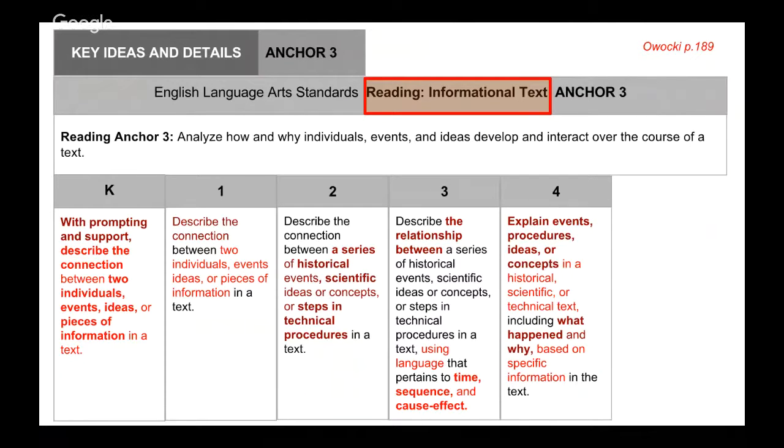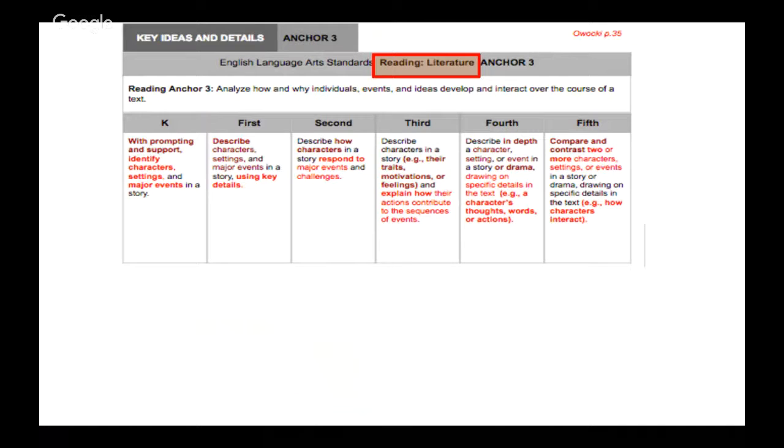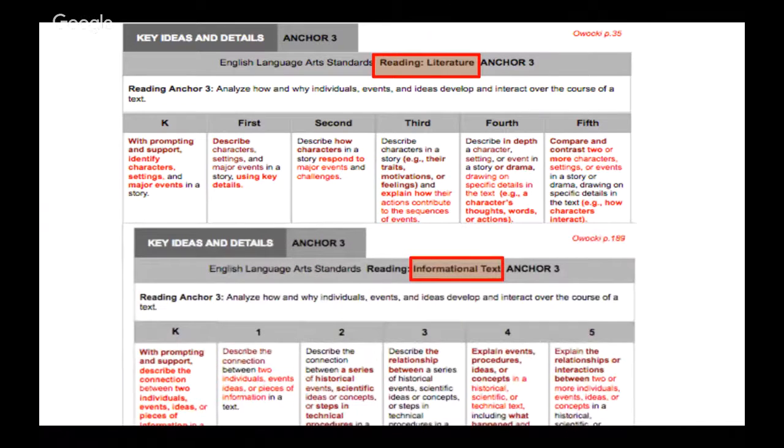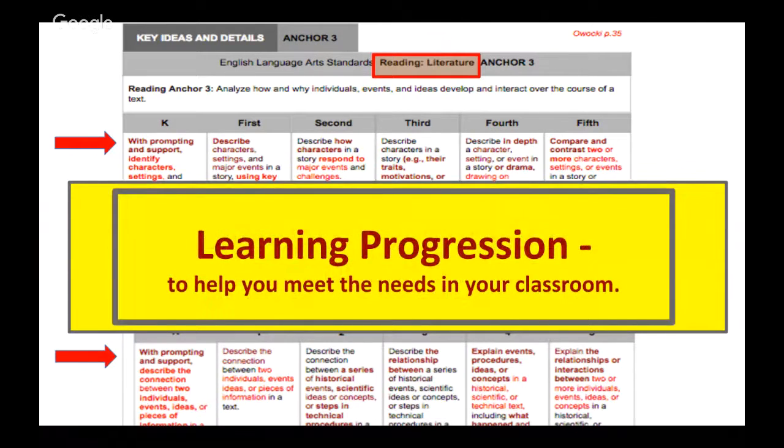Grade 4, you're not describing, now you're explaining events, procedures, ideas, or concepts, and what happened and why, based on the specific information. And then lastly, in grade 5, you're explaining the relationship or interaction between 2 or more individuals, events, ideas, and concepts from science or social studies. So if it's reading literature, if it's reading informational text, standard 3 is standard 3. It's going to be the same analysis of how and why these change over the course of the text. And of course, this learning progression is the centerpiece for your planning so that all students are able to grow in the standard and that you have the ability to maximize their growth.